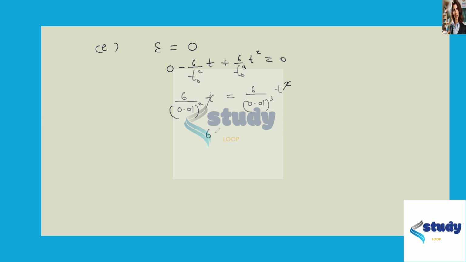So this is 60,000 is equal to 6 million t. So finally this time comes out to be 60,000 divided by 6 million, which comes out to be 0.01 second. So at a time of 0.01 second, the current will change its direction from counterclockwise to clockwise.